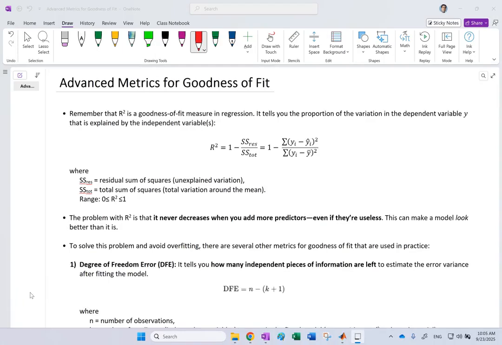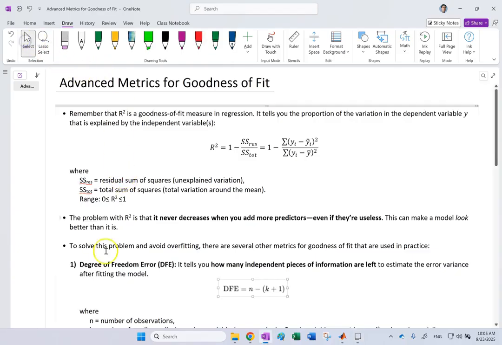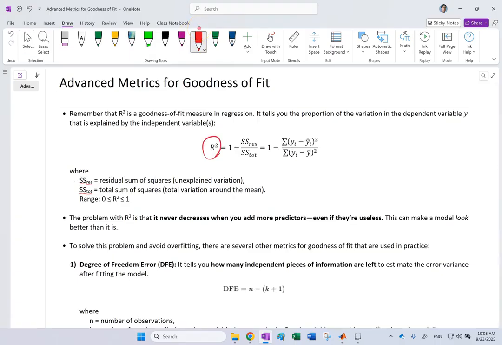Hello everyone. In this video, we are going to look at a few advanced metrics for goodness of fit. If you watched my previous videos where I talked about curve fitting, you know that when we want to assess which model is good for the function that we assume, the underlying function, one of the most common metrics that I mentioned is R squared, and you can see it in MATLAB, in Excel, in so many places.